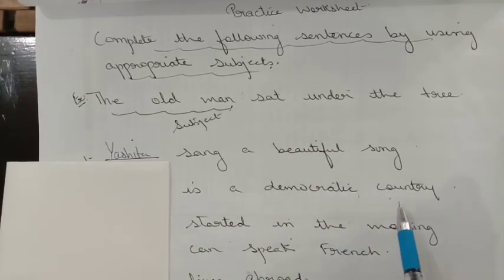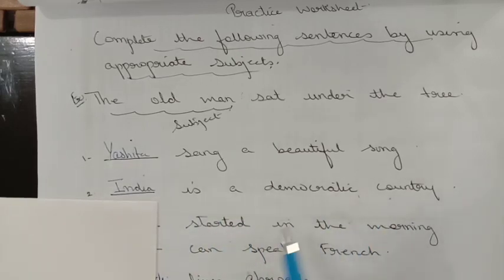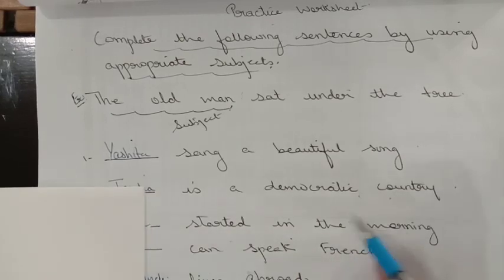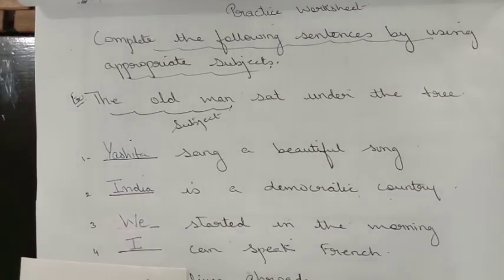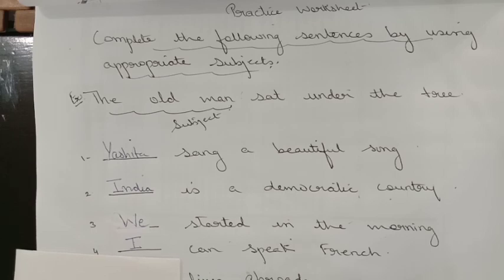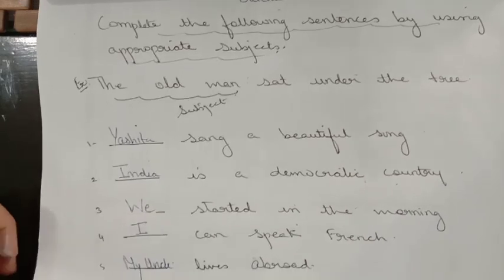Dash is a democratic country. India is a democratic country. Dash started in the morning. We started in the morning. Dash can speak French. I can speak French. Dash lives abroad. My uncle lives abroad. So in this way, you have to simply fill up the subjects to the given sentences.